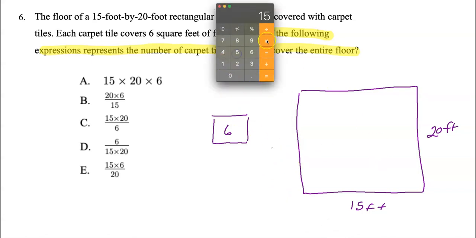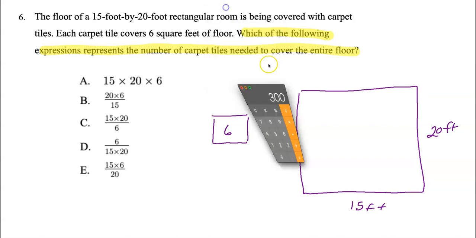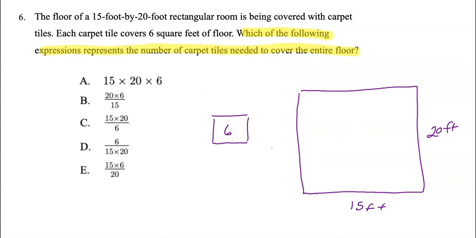15 times 20. Well, that's 300. So this whole thing is 300 square feet. I'll put in square feet here. And I'll put in square feet here. This is really 6 square feet because it's a little kind of square. So the question is how many of these 6 square feet tiles can fit inside this 300 square foot floor?